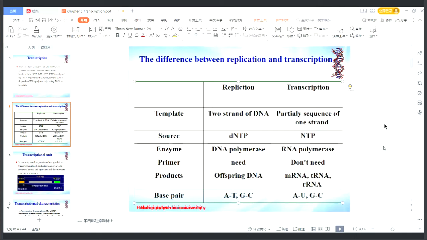And last, you can see, according to the base pair, synthesize the offspring DNA and all kinds of RNA. You can say A paired with T, T paired with C. Since the transcription, you can say A paired with U, G paired with C.